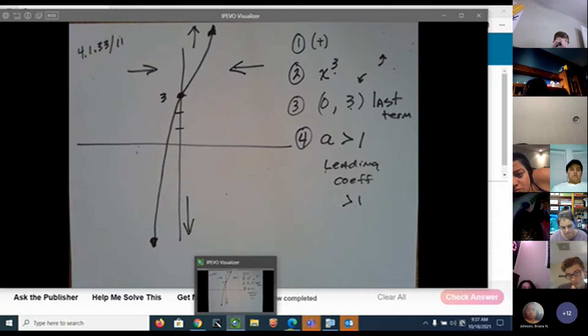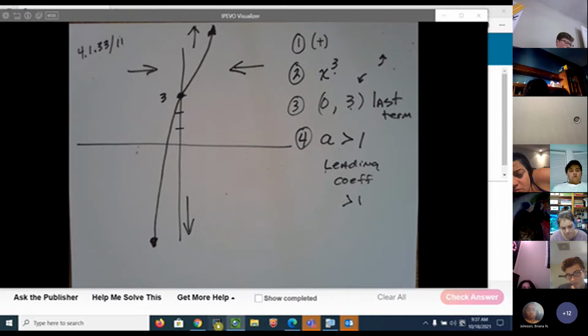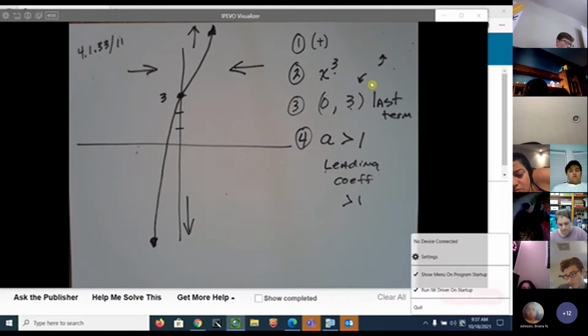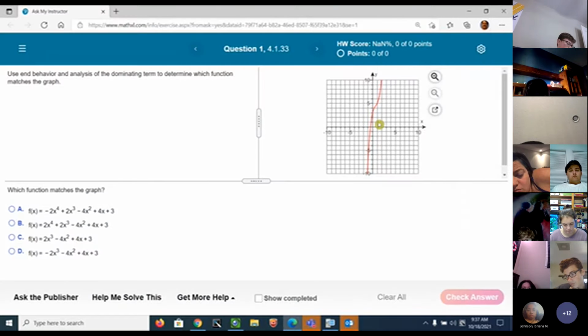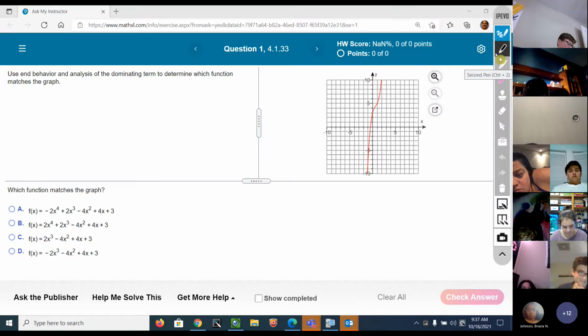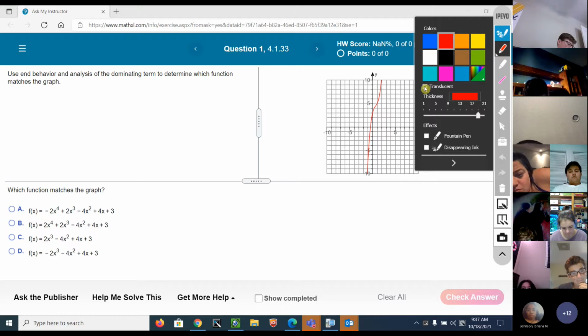So let's look at our choices. Let me get my whiteboard out because I have to do some deduction on this one. So tell me which one it's not. It's not A or D, definitively, because they are both negative.